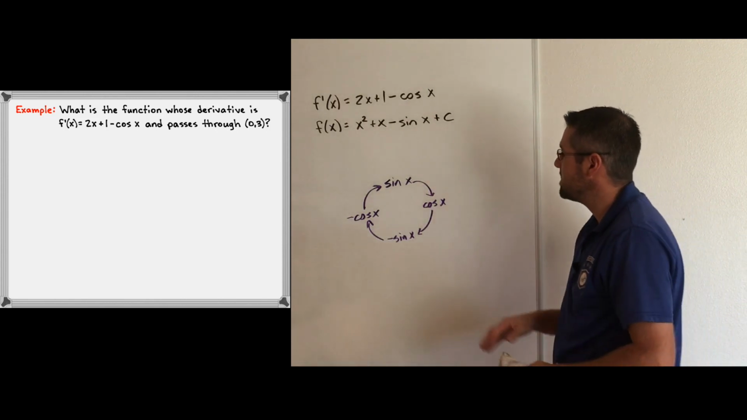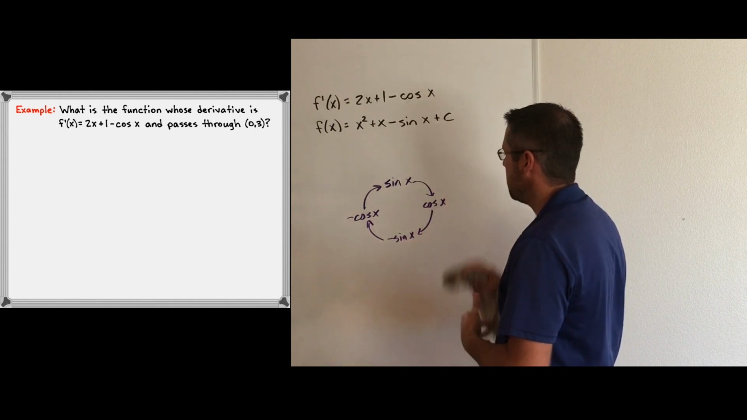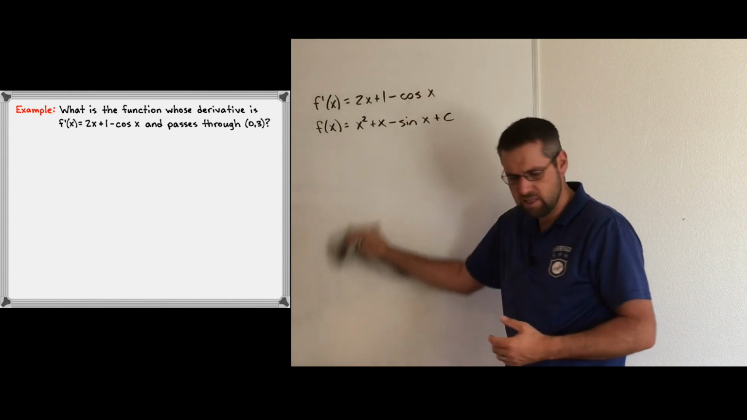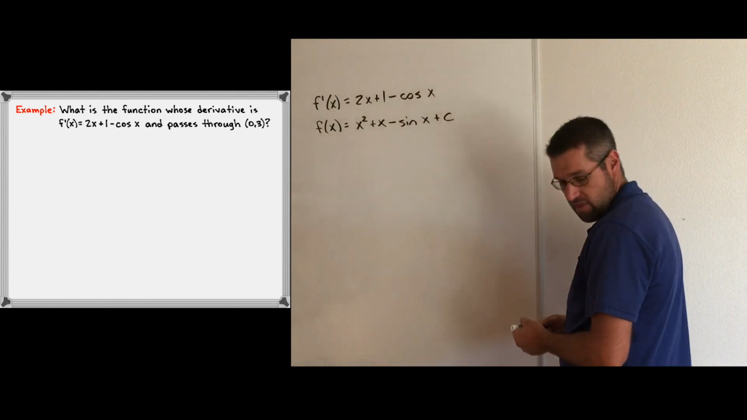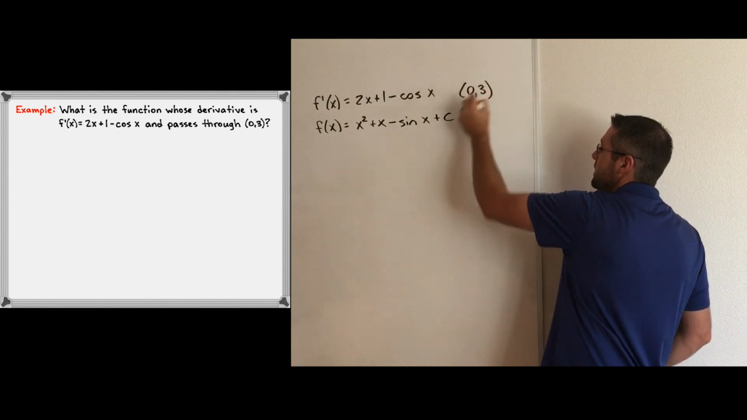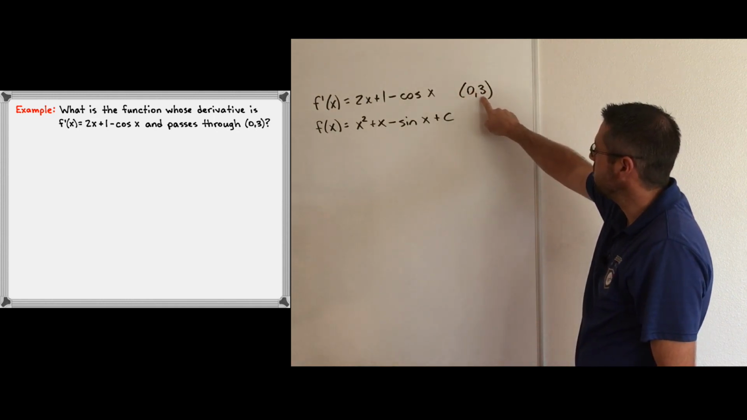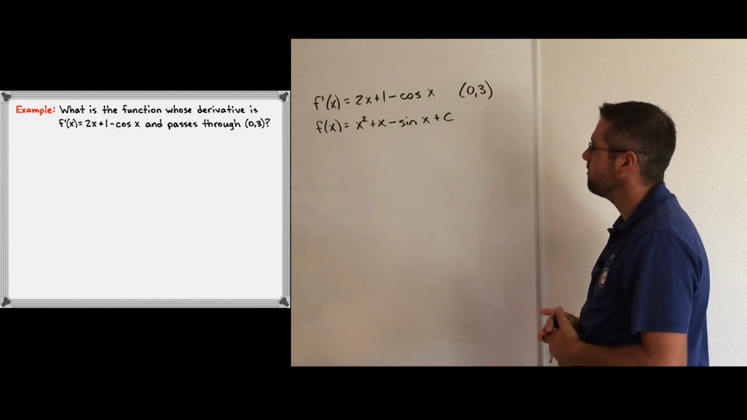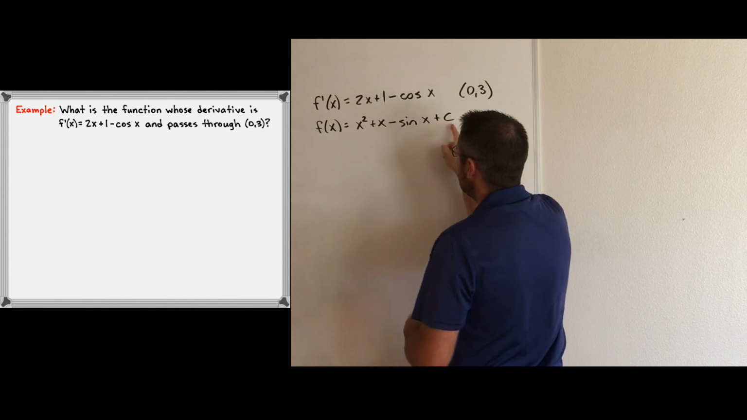And again, we want to take the derivative of this to make sure it matches f prime here, and it does. Now, in this problem, it also gave us more information. It said that this function passes through the point (0, 3). Well, this is a y value and this is an x value for the actual graph. So we're going to just take those points and plug it into x and y here to find c.